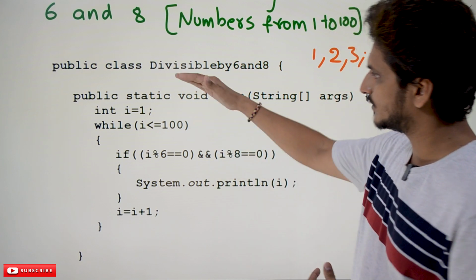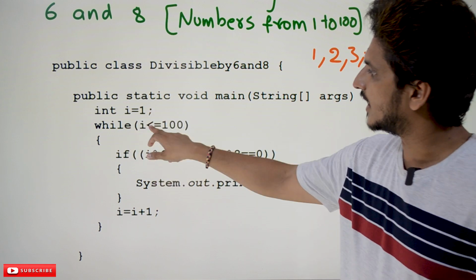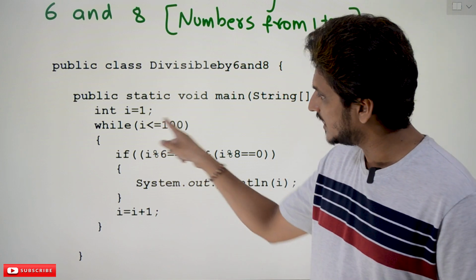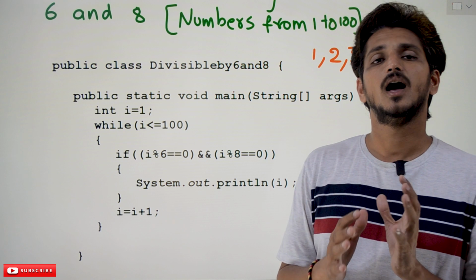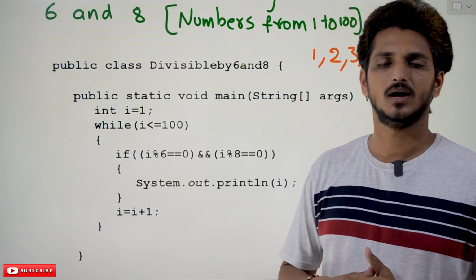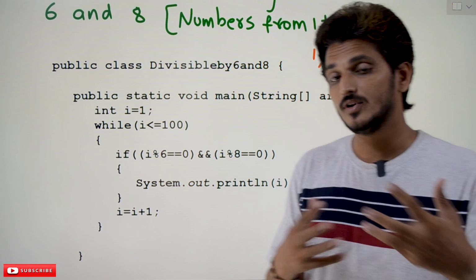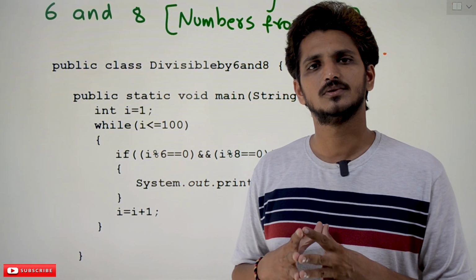Now understand this concept one by one. Int i is equal to 1, while i is less than or equal to 100. It is going to check the condition. Yes, 1 is less than or equal to 100. It will go inside and execute the code which we have written in the loop. And one more point we discussed in the last class: when are we going to use loops?